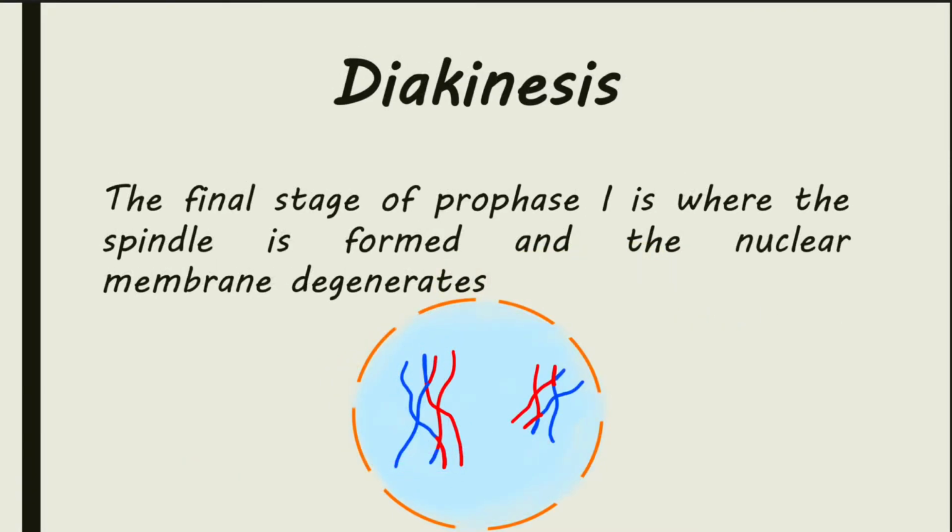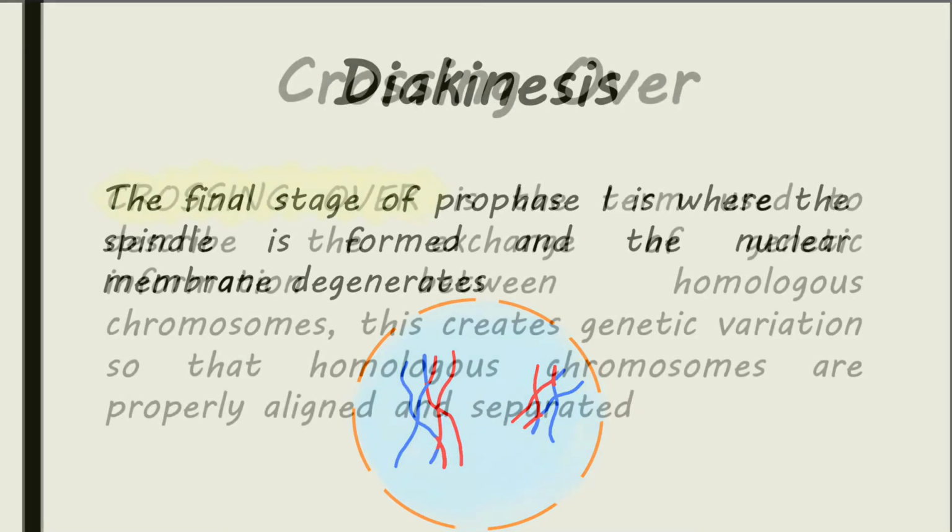Lastly, the final substage is known as diakinesis. This is when chromosome condensation is continued and the nuclear membrane begins to break down and degenerate and the spindle forms. This now sets the stage completely for metaphase 1.